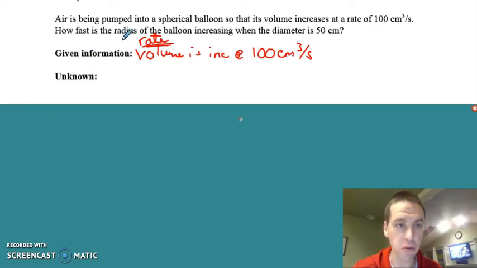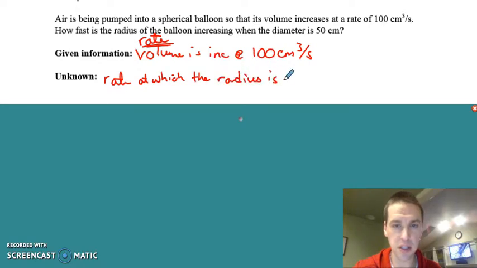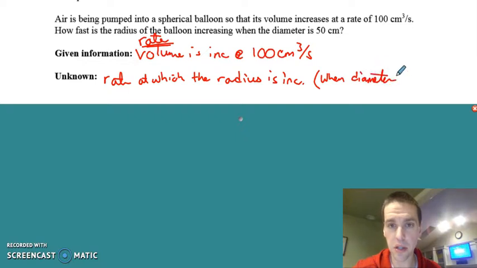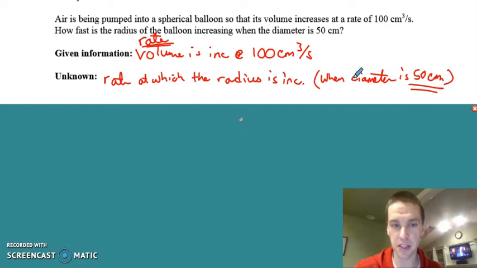What we don't know is the rate at which the radius is increasing. And the thing that we need to know is that's when the diameter is 50 centimeters. That's extremely important because it increases at different rates. So we want to know exactly when the radius is increasing at that rate.